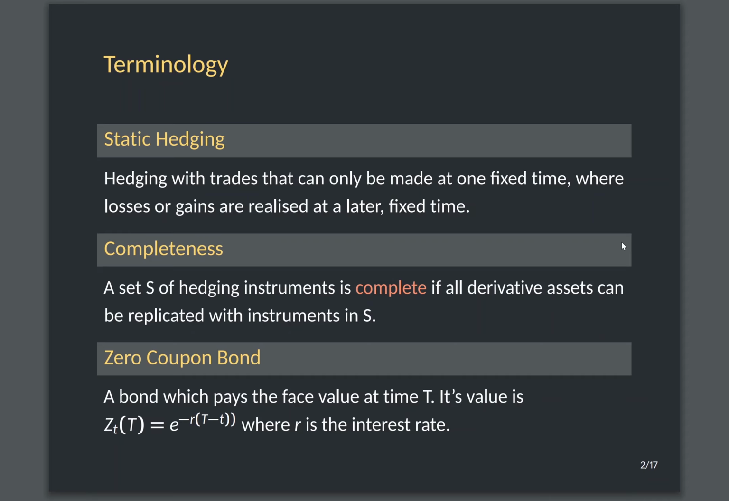Completeness. A set S of hedging instruments is complete if all derivative assets can be replicated with instruments in S. A zero coupon bond is a bond which pays the face value at time T. Its value is given by e^(-r(T-t)), where r is the interest rate.